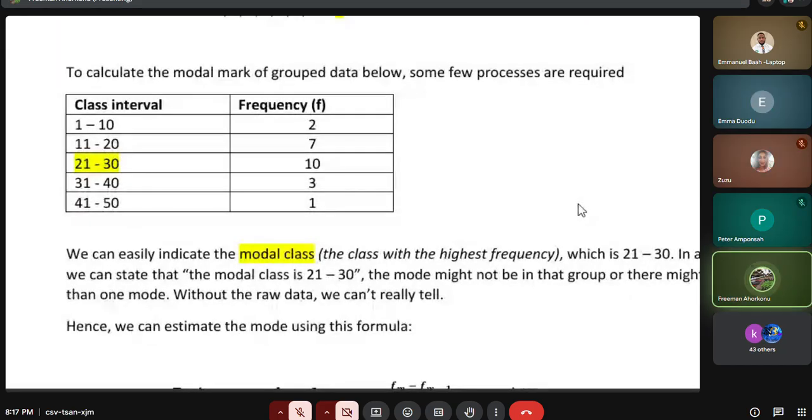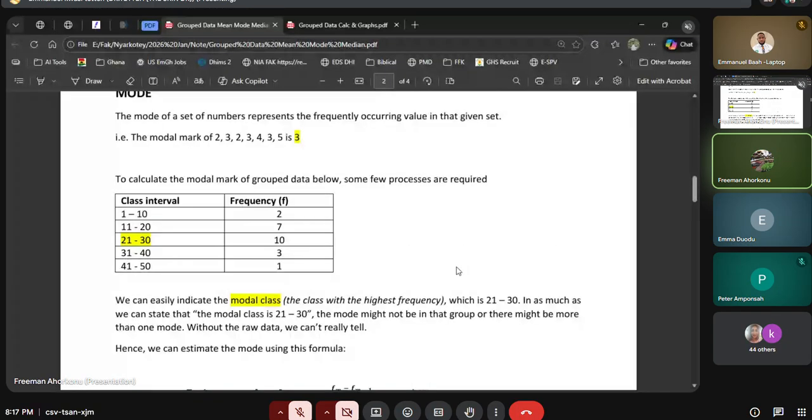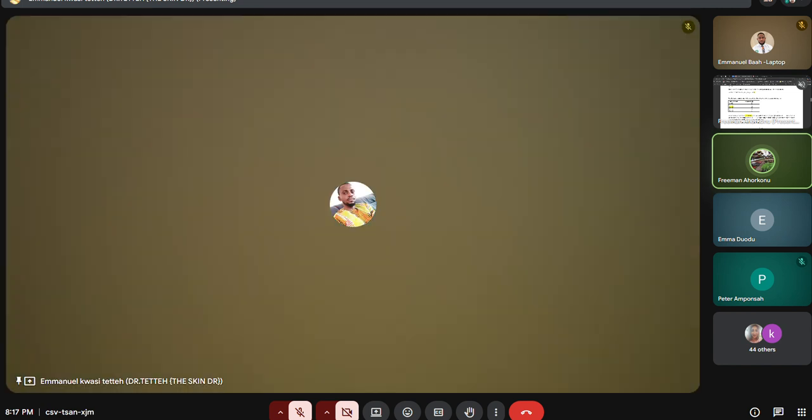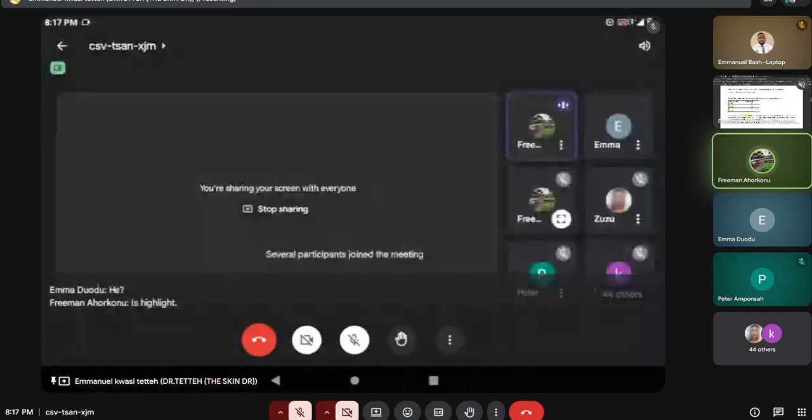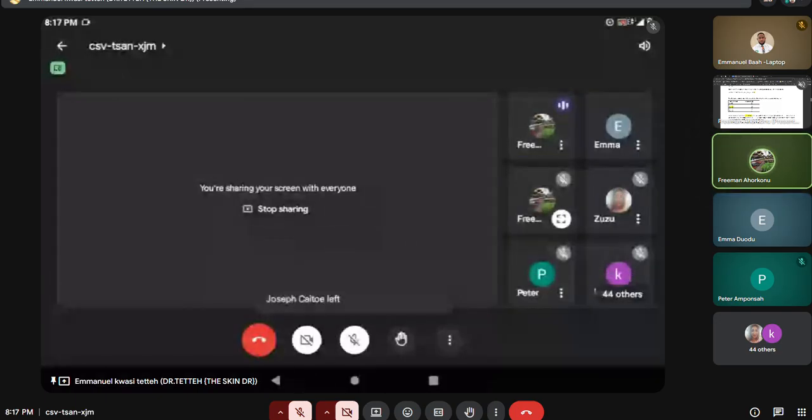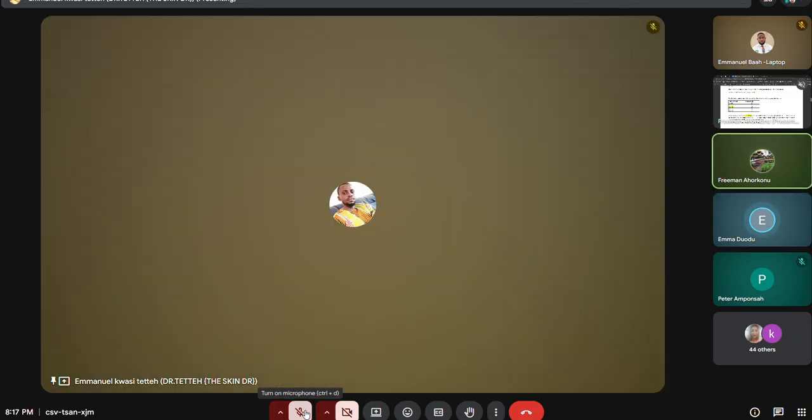One, the modal class is highlighted. The modal class is the class with the highest frequency. Please, the modal class is not the mode. The class with the highest frequency is the modal class. Modal class here means that the mode is within this class because the highest frequency is here. So we don't know whether it's 21, 22, or up to 30.